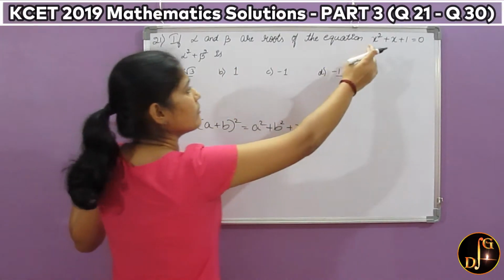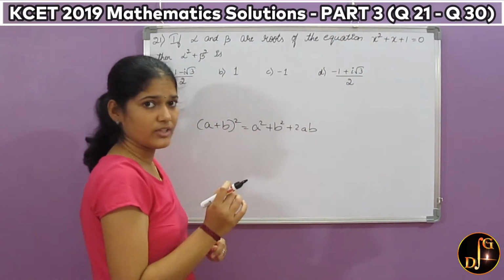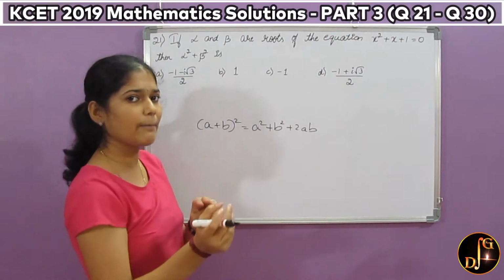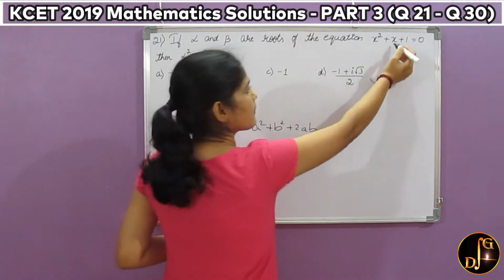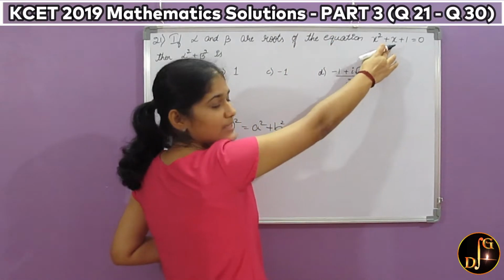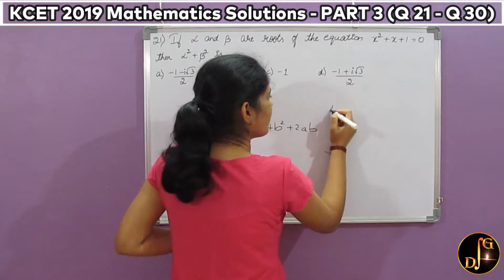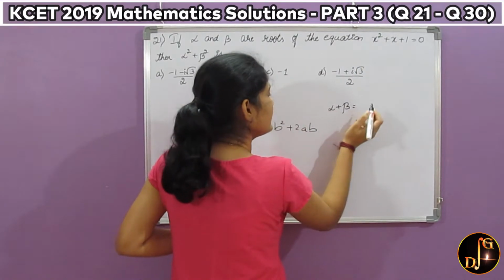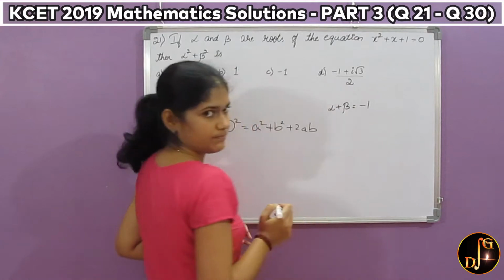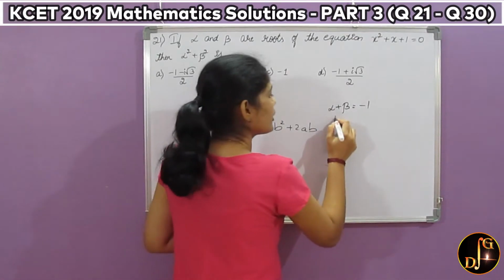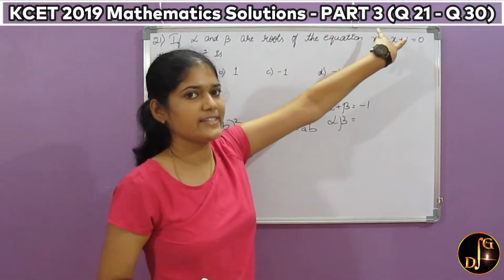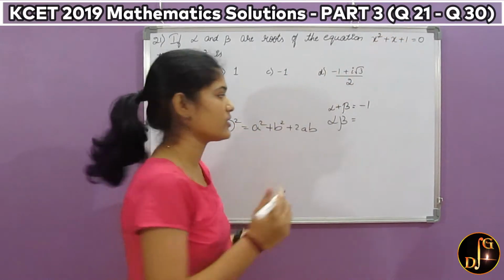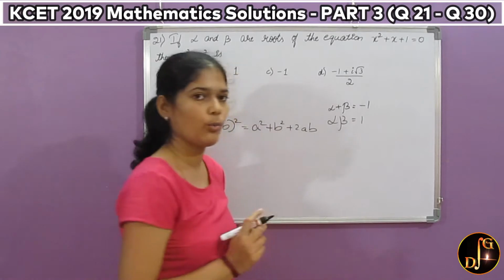See here. If we have the quadratic equation, then we know the sum and product of the roots, right? Sum of the roots is nothing but minus b. That means here alpha plus beta will be minus 1 and product of the roots will be product of a and c. That means here 1 into 1. So alpha beta will be 1.